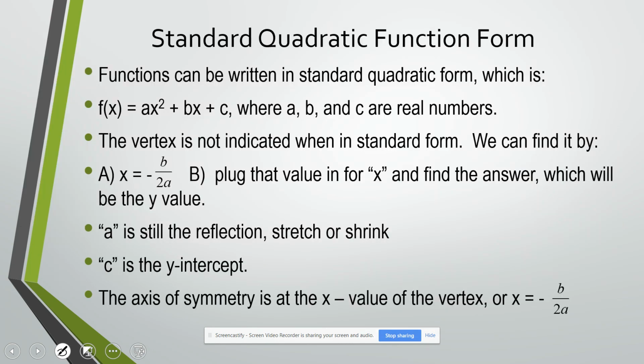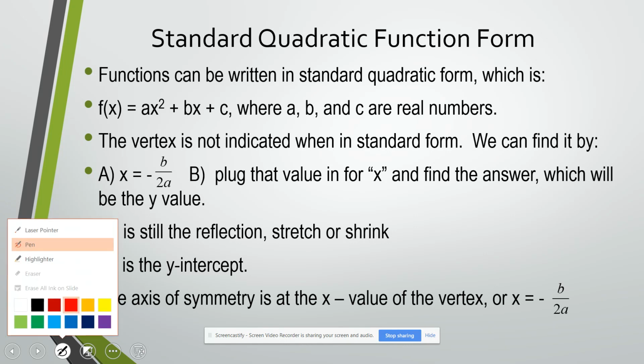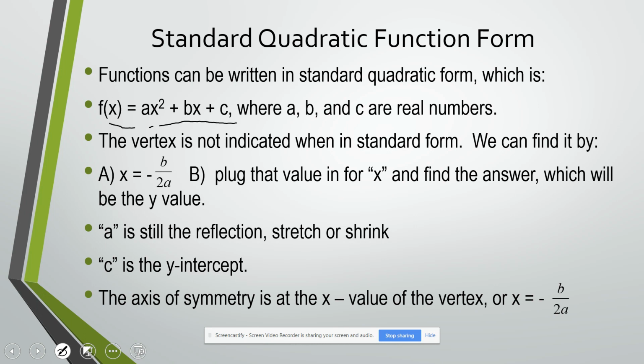All right, standard quadratic form. Standard quadratic form is our ax squared plus bx plus c. That's a form that we use when we plug it into the quadratic formula. In this form, we're not really sure where the vertex is because it's not indicated. So we need to use an equation. The first equation we're going to use is x equals -b over 2a. That finds our h part of our (h, k).